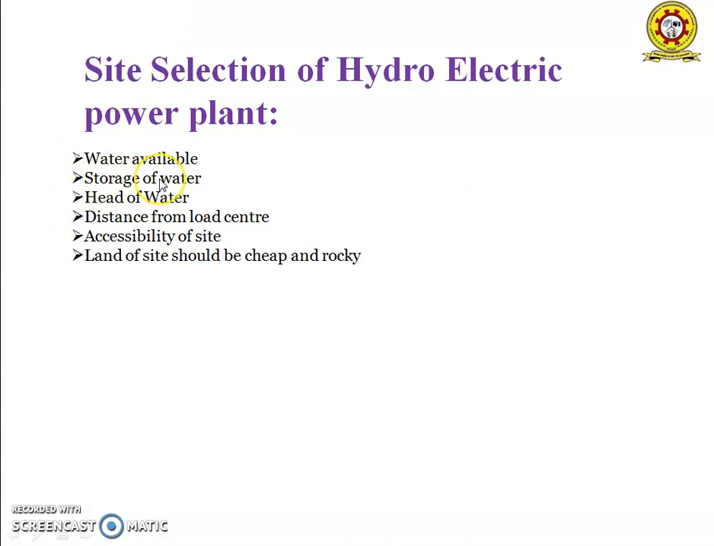And the second one is the storage of water. Water used in the hydroelectric power plant is mainly dependent on the rain, and since rainfall is not regular throughout the year, it is essential to store the water to afford a uniform output. Thus a storage reservoir is constructed at the site.